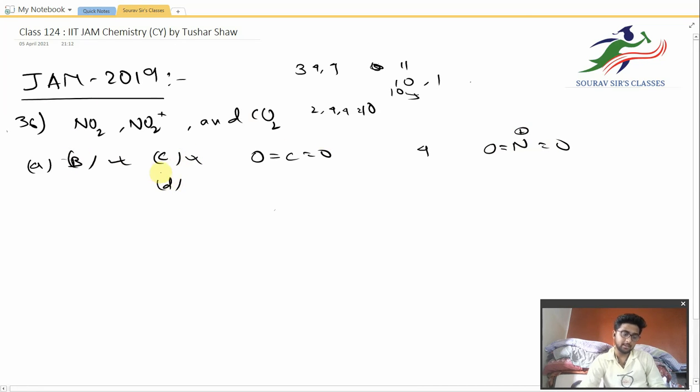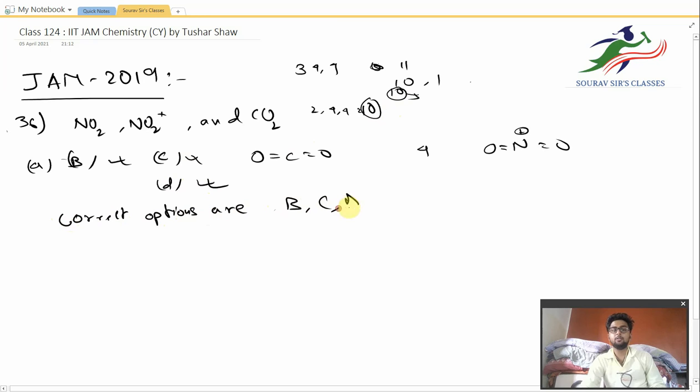When we look at option D, it says CO2 and NO2 plus are isoelectronic. We have calculated over here that 10 is there for NO2 plus and 10 is there for CO2, so this option is also correct. So the correct options are option B, option C, and option D.